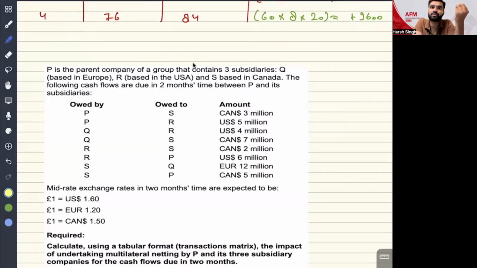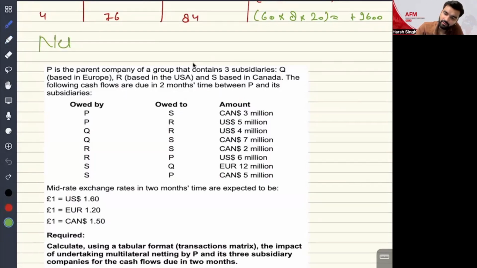Basically they are supposed to receive some amount and they are supposed to make a payment to another country. Okay? So over here, what is happening? P has to make a payment to S. P has to make a payment to R. Q has to make a payment to R. Q has to make a payment to S. A lot of payments have to be made, right? So now what will happen?